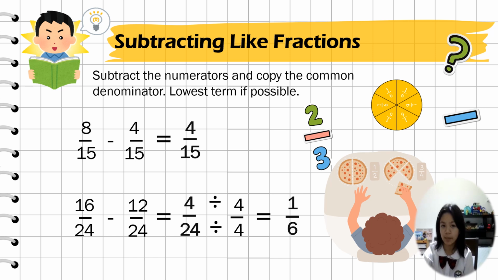Let's try another example. 16/24 minus 12/24. 16 minus 12 is 4. Then we copy the denominator 24. The answer is 4/24. Since 4 and 24 are both divisible by 4, we can still simplify our answer. 4 divided by 4 is 1, and 24 divided by 4 is 6. Our final answer would be 1/6.